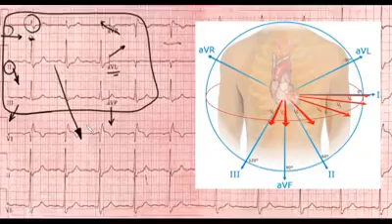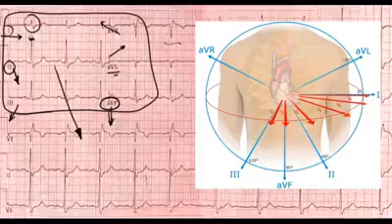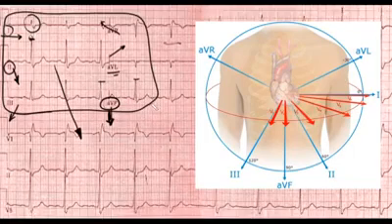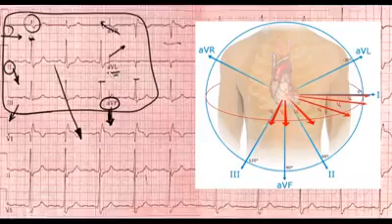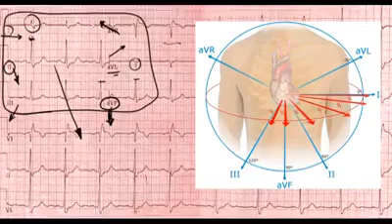Now, if that's the case, it should be positive in lead 3 because it's going almost in the same direction, and that's the case. Since it's going almost parallel to AVF, it should also be positive, and in fact, it is. Now, because it's going almost in the opposite direction to AVL, this is going down and this is going up, it should be negative, and it is, but it should be the most negative when compared to AVR, because it's going almost in the opposite direction, and that's where you have the biggest negative discharge.